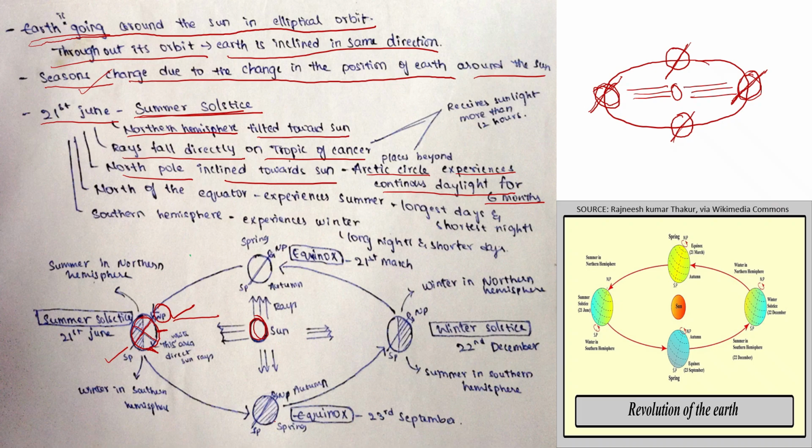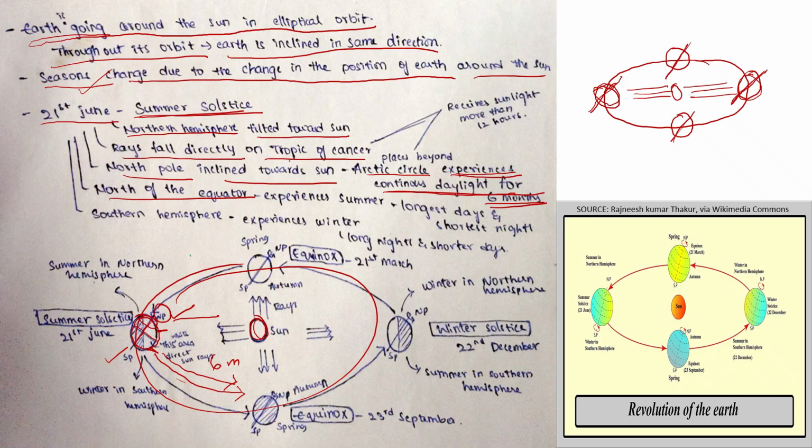So from here to here, the North Pole is inclined towards the sun. So this period is 6 months, and this one total revolution is 1 year. So for these 6 months, the North Pole is inclined towards the sun. So the Arctic Circle experiences continuous daylight for 6 months.